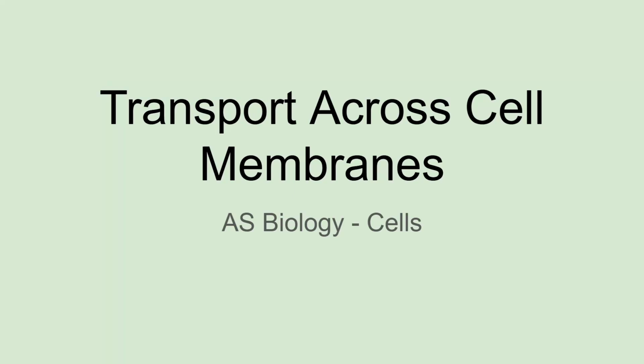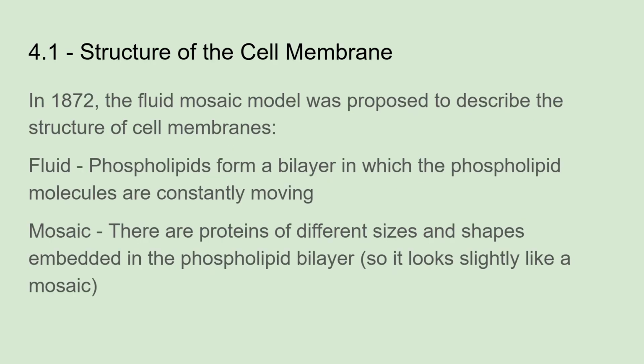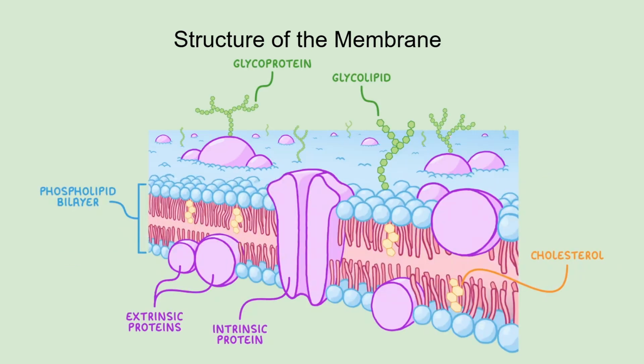Hi, I'm teaching AS level biology under the AQA specification, and today I'm teaching transport across cell membranes, which is part of the cells topic. So in 1972, the fluid mosaic model was proposed to describe the structure of cell membranes, with fluid, meaning phospholipids form a bilayer in which the phospholipid molecules are constantly moving, and mosaic, meaning there are proteins of different sizes and shapes embedded into the phospholipid bilayer, so it looks slightly like a mosaic.